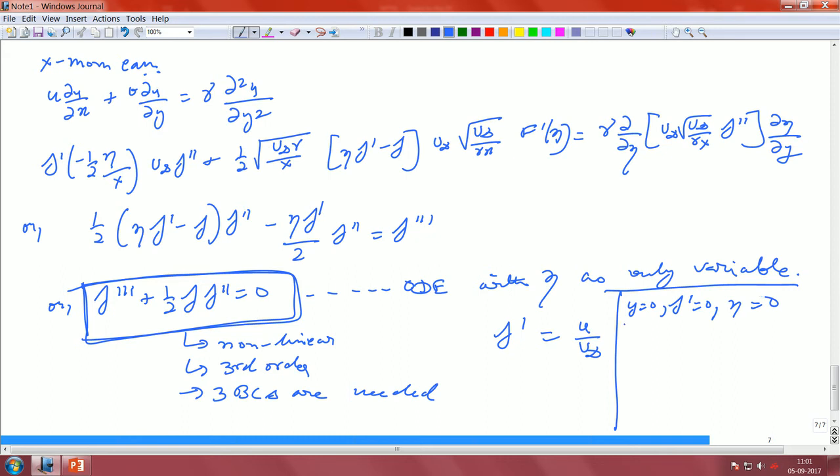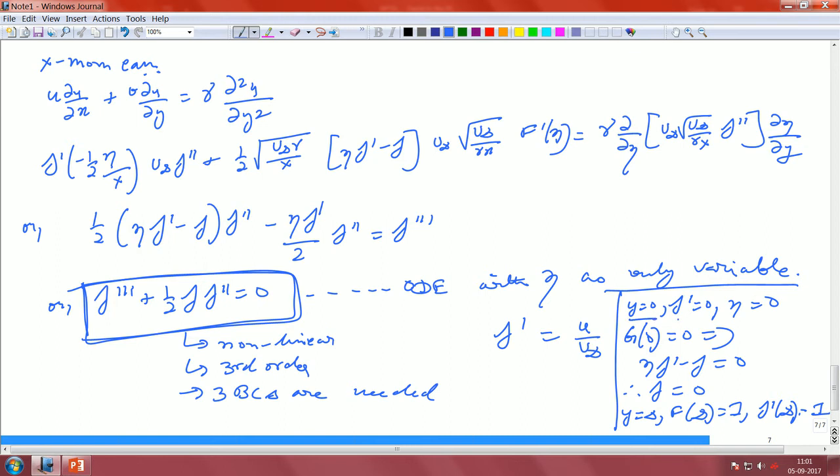Similarly, g equal to 0 implies eta f prime minus f is equal to 0, therefore, f is equal to 0. Okay. Third boundary condition will be y equal to infinity means f infinity is equal to 1, f prime infinity is equal to 1. Okay. So, these are the 3 boundary conditions that we have.